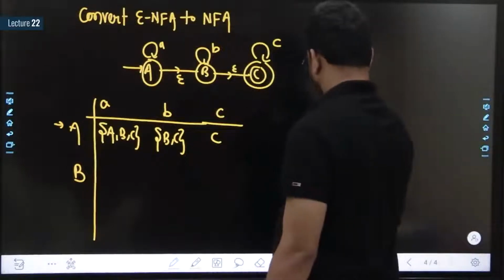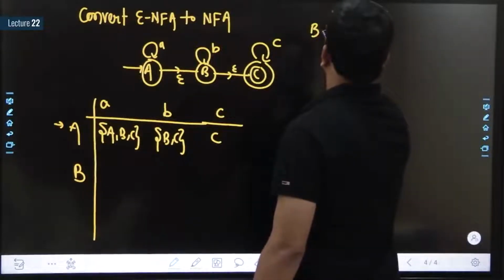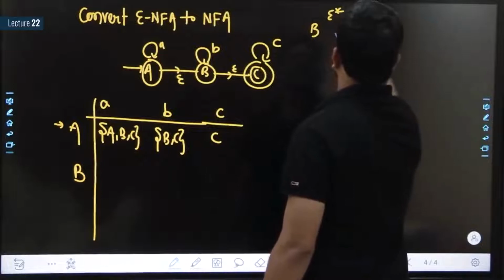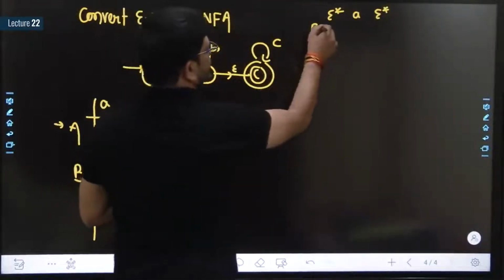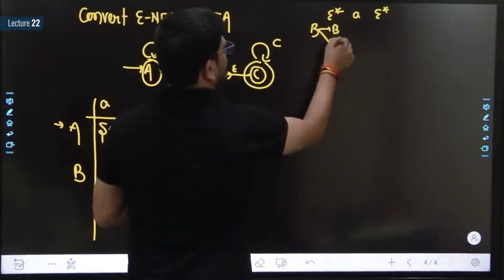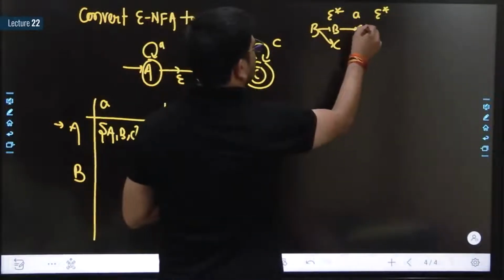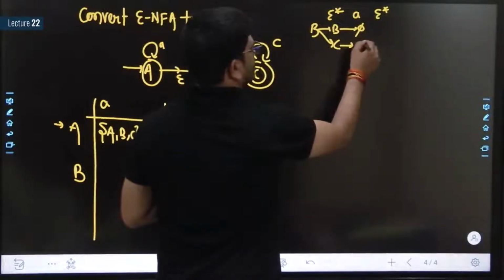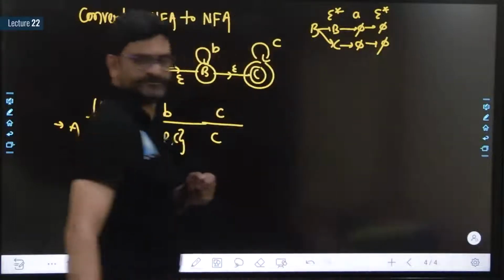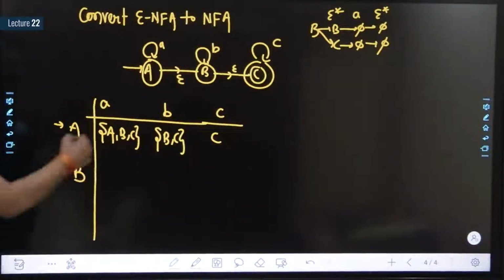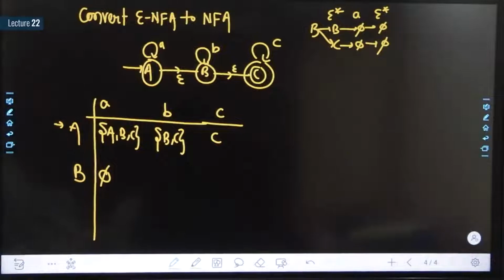B, epsilon closure on A, epsilon closure. What is the epsilon closure of B? B and C. B on A, phi. C on A, phi. So B on A is phi. There is no transition on B of input symbol A. Clear? Next.